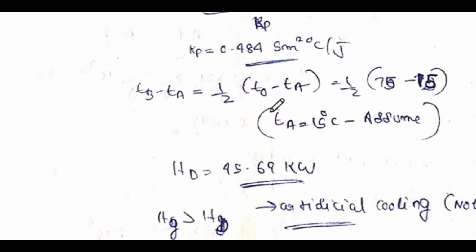Then substituting the L value, you will get the heat dissipated as 45.69 kilowatt. So heat generated is greater than heat dissipated, so we need artificial cooling. If you ask how much artificial cooling is needed, the amount is the difference between heat generated and heat dissipated. That means 227 minus 45. That much cooling is required. So this is the way to solve this problem.